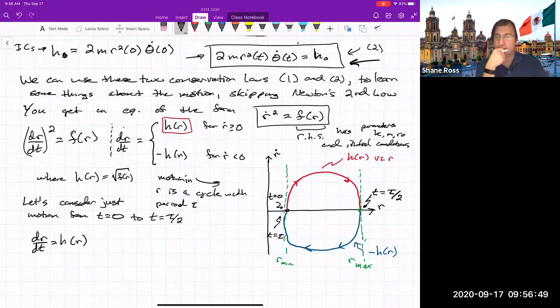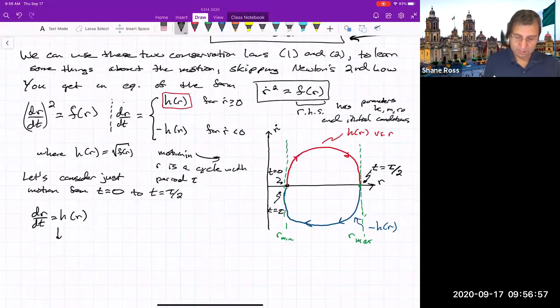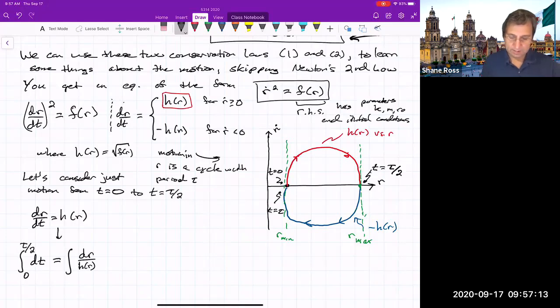What can we do with this? We can do separation of variables and we'll get dt by itself, and then on the other side, we'll have dr over hr. We could integrate both sides. In time, this goes from 0 to tau over 2, and the radial limits of integration are from r min to r max. And what are those? R min and R max are where hr goes to 0.